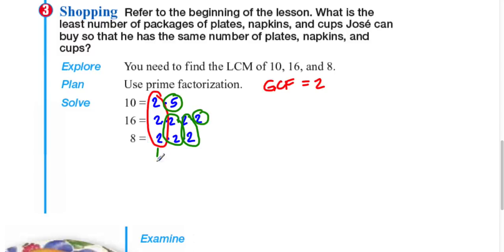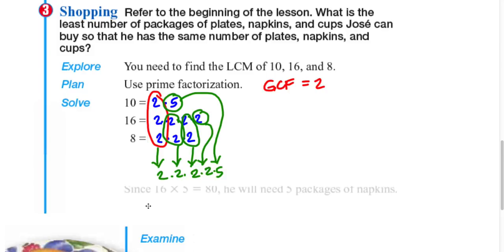And we bring down all the numbers that we've circled once. So this is a 2, this is a 2, this is a 2. This number, we bring it down once, that's a 2. And this number, we bring it down once as well, which is a 5. And we simply multiply all of them. So 2 times 2 times 2 times 2 times 5 will give us 80. 4, 8, 16 times 5 is 80.